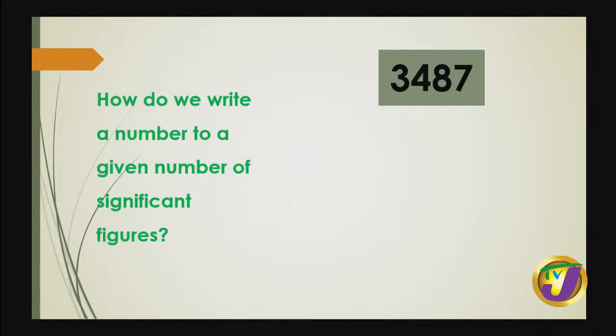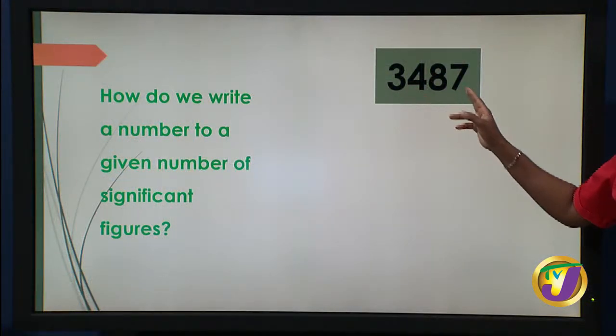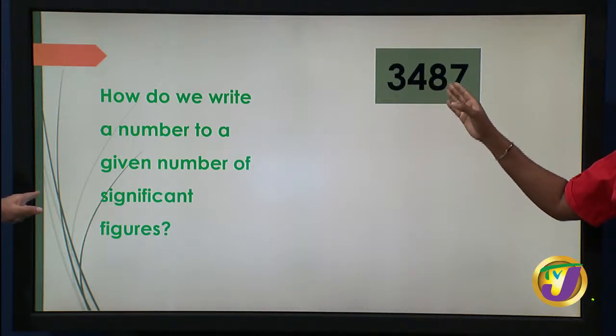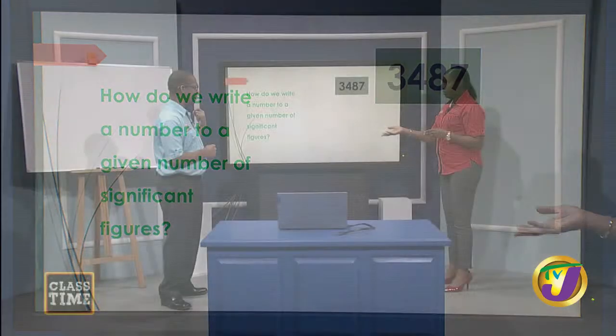3,487 to two significant figures. So it means on the board now we have four significant figures. All of these are non-zeros, so they are all significant, and we want to write 3,487 to two significant figures. What are you thinking, Nikisha? Does it mean we're just going to throw away the 8 and the 7? So we have 34, 35.